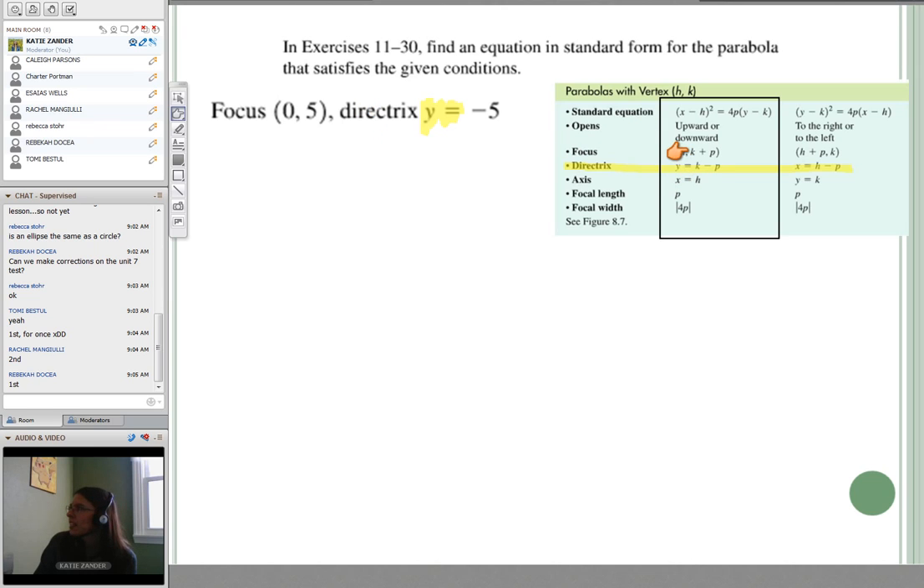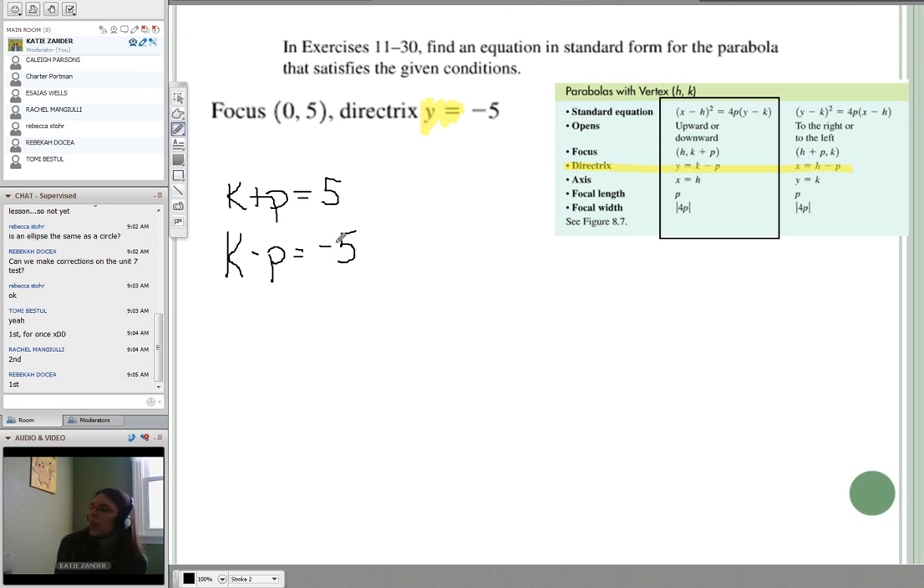I think the easiest thing to look at is the focus and the directrix for that k plus p and k minus p portion. So if I set this up, k plus p in my focus will equal 5, right? Because that's the y value of the point in the focus. The directrix is k minus p. Ooh, that k got a little bit large there. And we know that the directrix equals -5. So what can I do here to identify my k and p values?